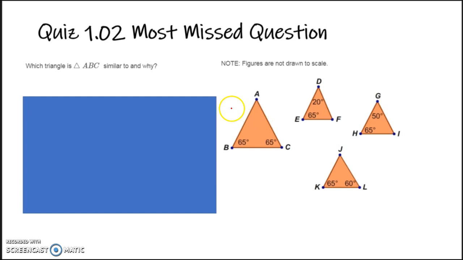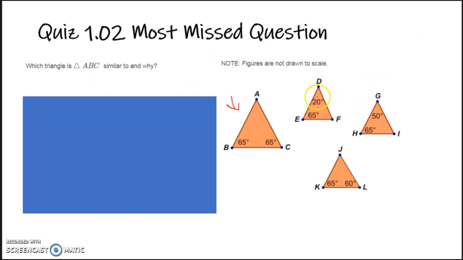So you're going to see here, there's triangle ABC. Notice it has base angles of 65. Both of those are 65 degrees. The important thing to remember about similar triangles is that they have to have all corresponding angles congruent. Remember, they have the same shape, and the shape is held by the angles. So all corresponding angles have to be congruent, and then the sides have to be proportional.